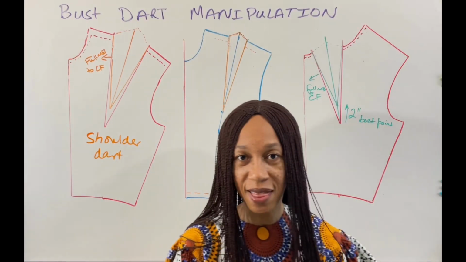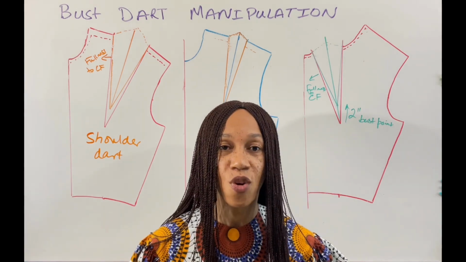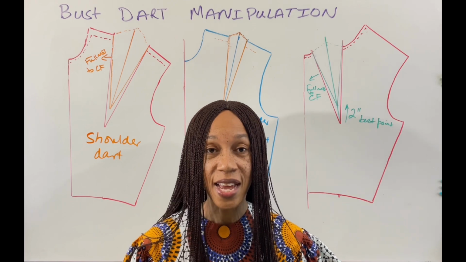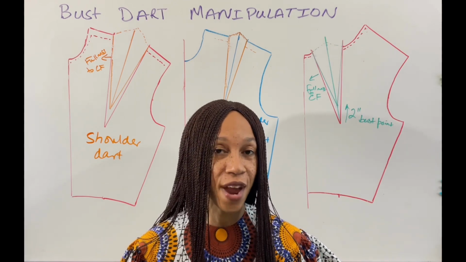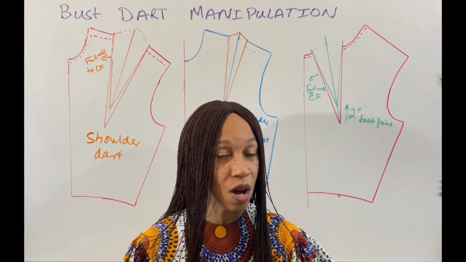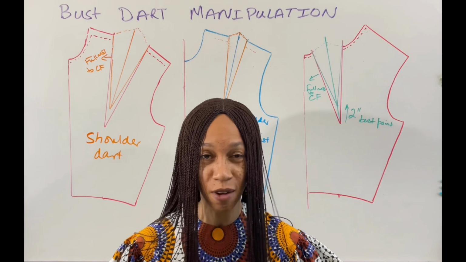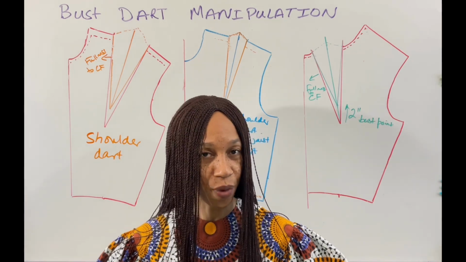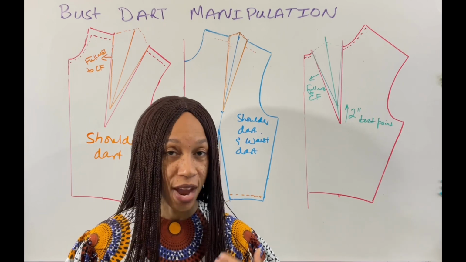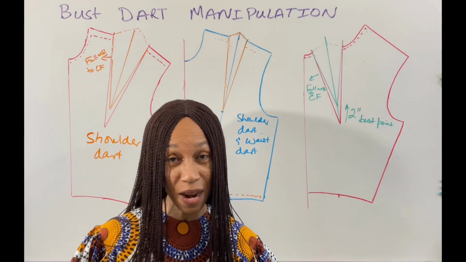I hope that this video has helped you tremendously and that you have learned a lot when it comes to dart manipulation. It is a good way of creating other style lines on your garment and different look of your garment, because we all don't want to have the same plain blouse with just one dart coming from the waist and also a dart from the side. This is a good way of creating different style line for your garment. Your garment doesn't have to look plain and boring.